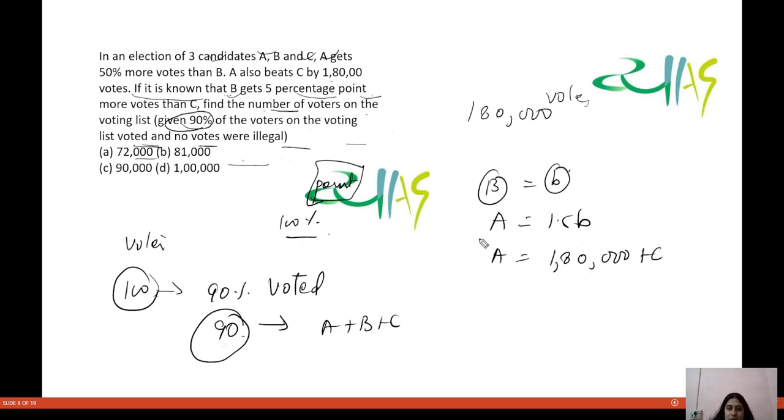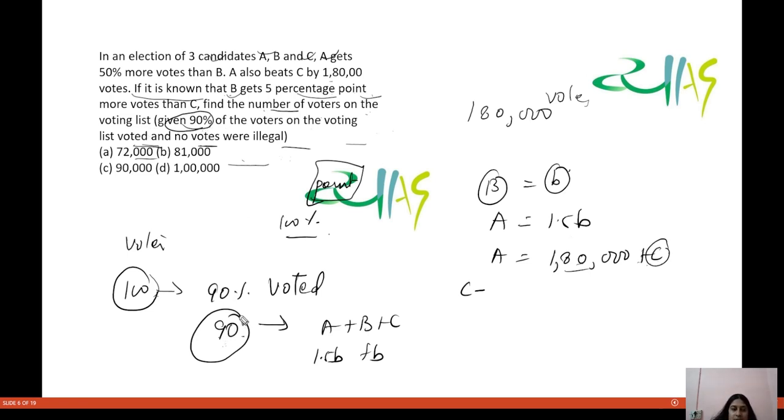Now you know A is 1.5 times of B, and B is B only. And A is how much? A is 1.5 times of C. And if it is known that B gets 5 percentage points more votes than C.